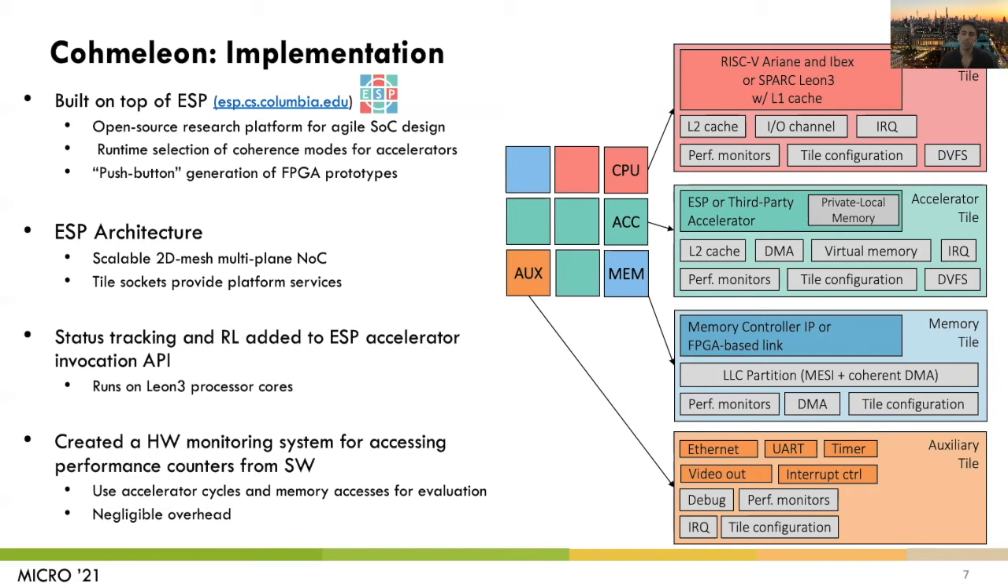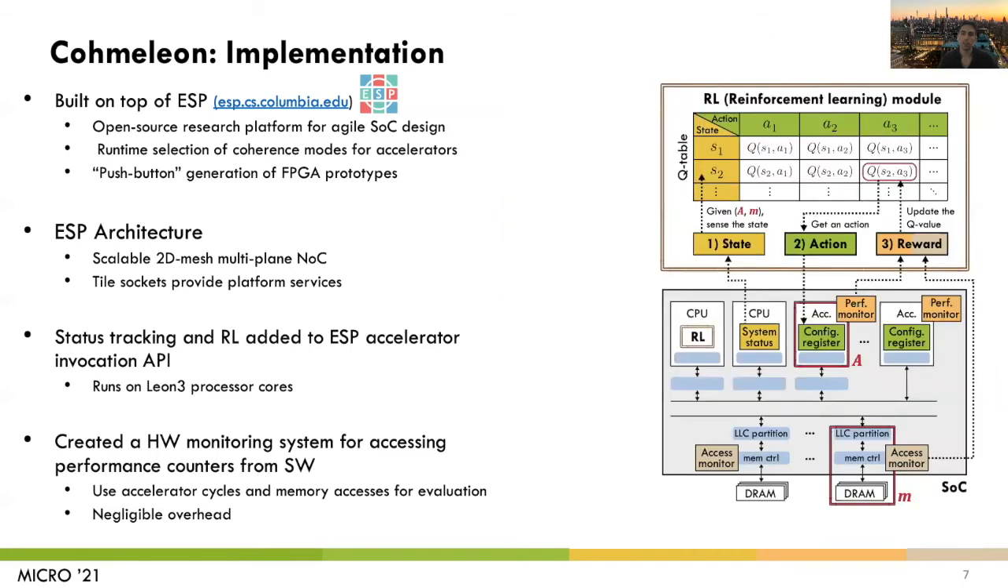As shown in the figure on the right, one iteration of Cohmeleon starts with software determining the status of the system and performing a lookup in the Q table to the corresponding state. Then, when optimizing for performance, Cohmeleon will select the action with the highest Q value and write that coherence mode to the coherence configuration register of the accelerator tile.